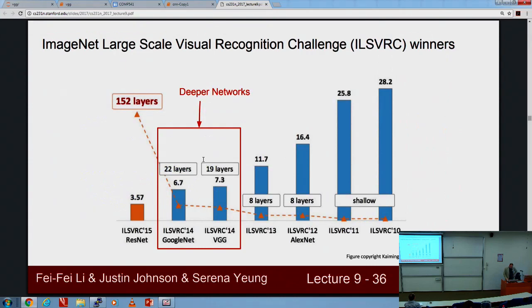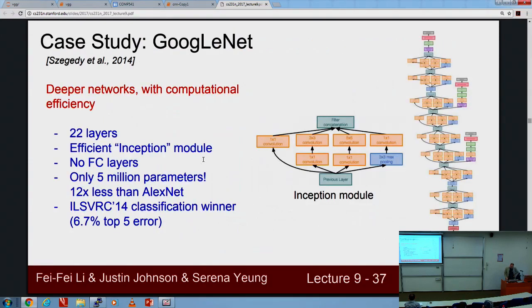All right, so next we're going to talk about GoogLeNet, which is very different compared to the other models that we've seen so far. It has 22 layers if you count all the convolutional boxes as layers.